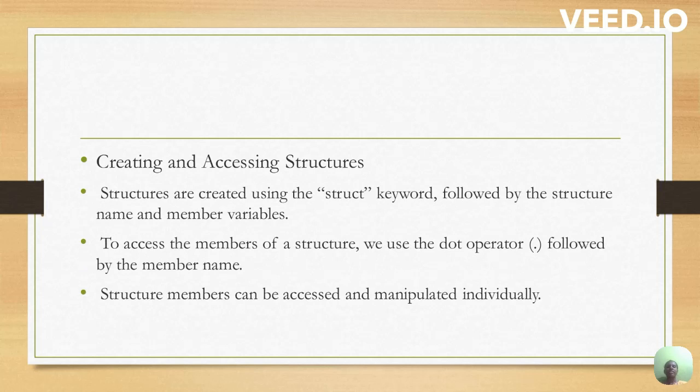Next, we will discuss creating and accessing structures. Structures are created using the struct keyword. Struct is the keyword for the structure, followed by the structure name and the member variables. To access a member of a structure, we use the dot operator, followed by the member name. Structure members can be accessed and manipulated individually.